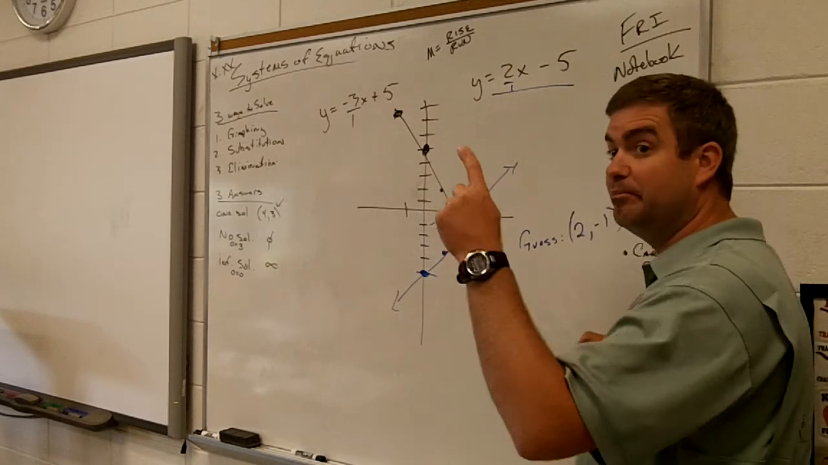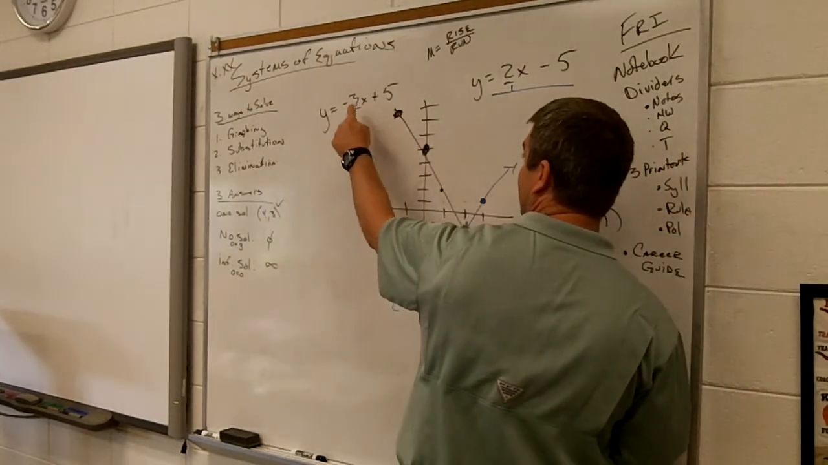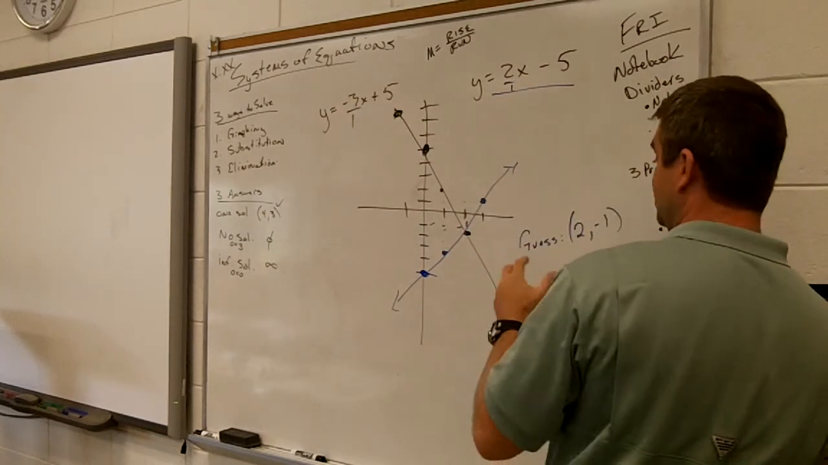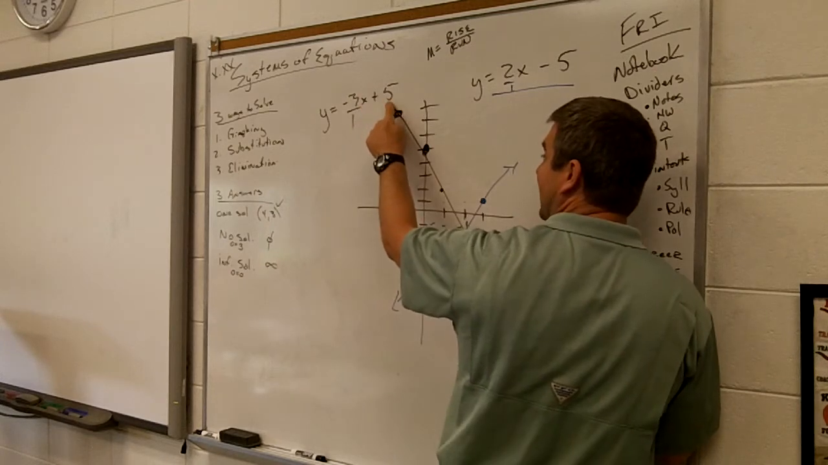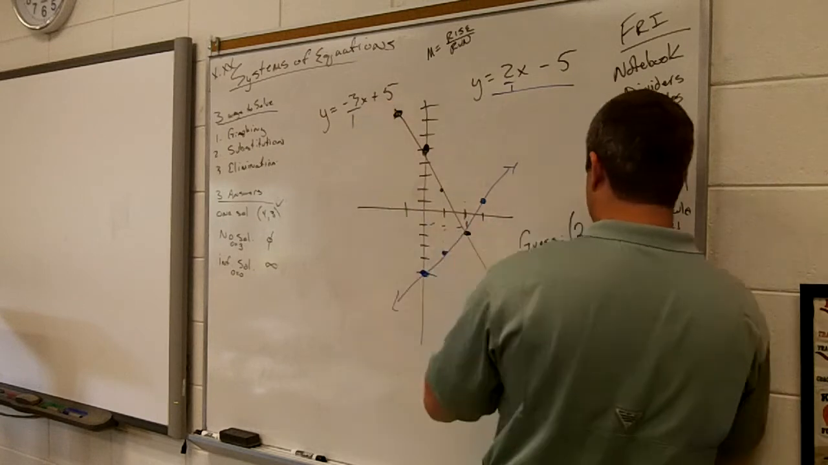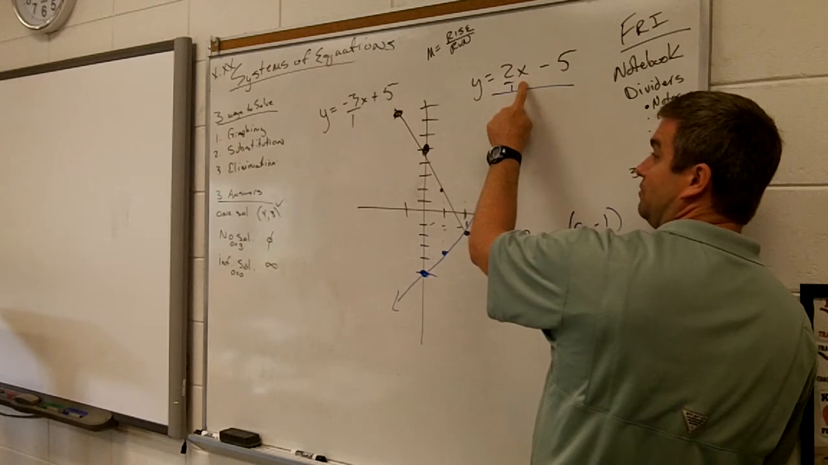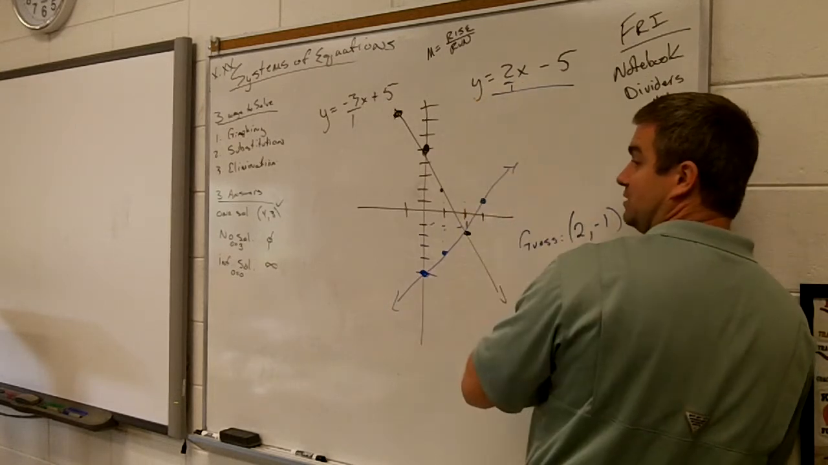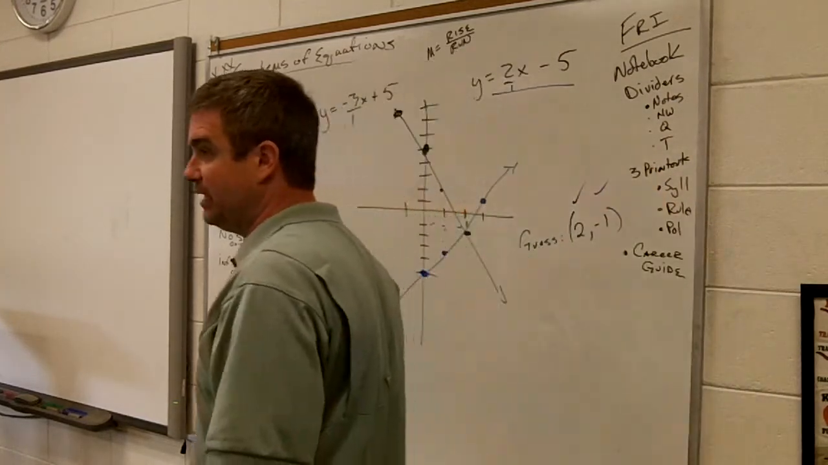I need to plug it in both equations to check it. So I need to plug it in here and here and see if it works. Let's check. What is negative 3 times 2? Negative 6. Plus 5 is negative 1. Isn't that what I got? Okay, how about here? What is 2 times 2? 4 minus 5 is negative 1, so it checks. So my guess was correct because it checks in both places.